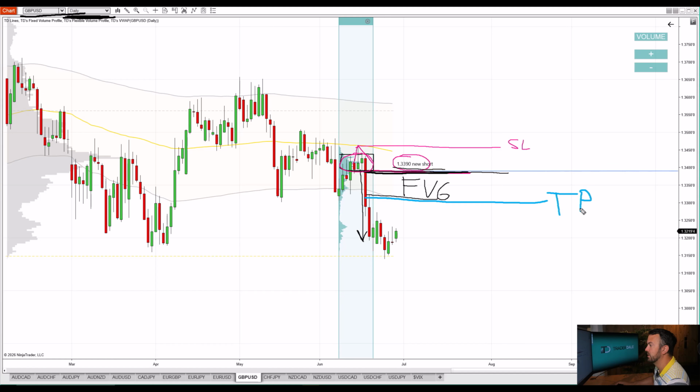Okay, so that's the trade. I'm looking to trade on the British pound. Right now I'm just waiting for the pullback. It doesn't really matter when it happens, but if that happens, then I'm going to go short from there.